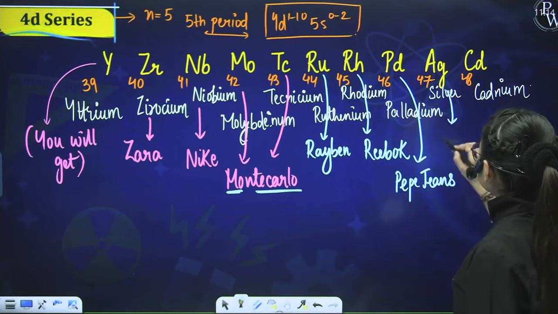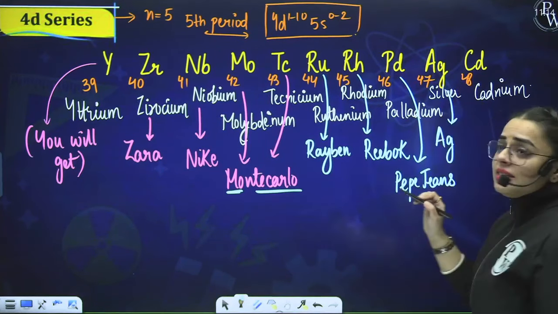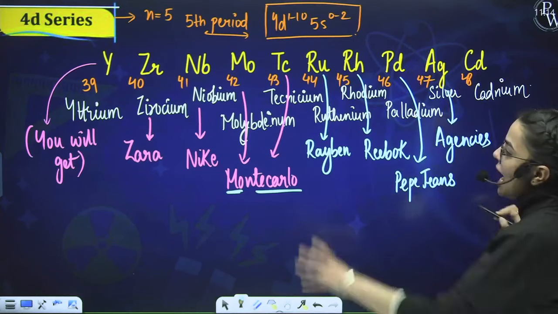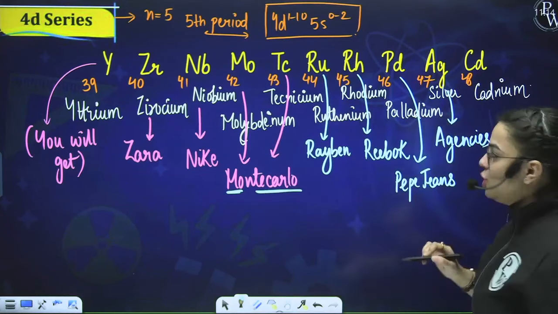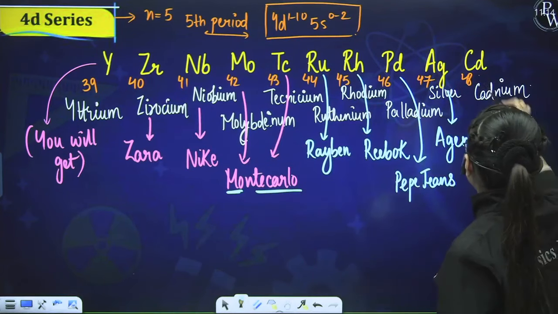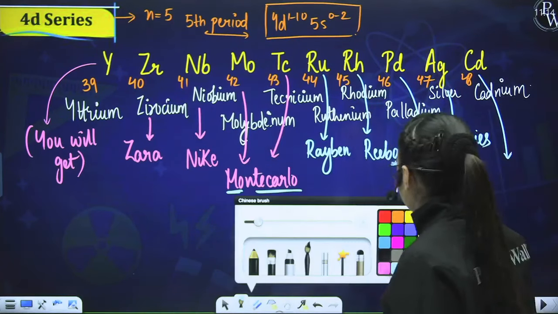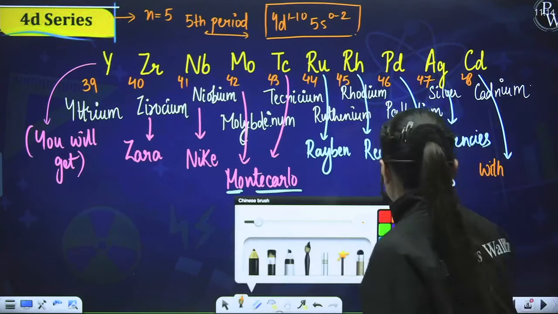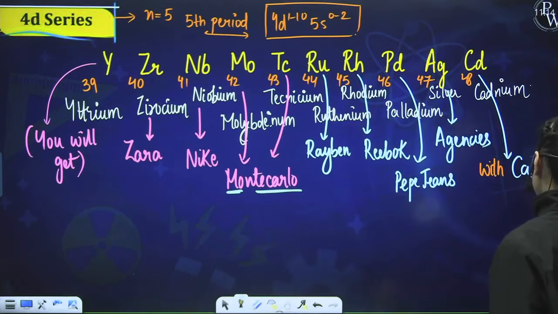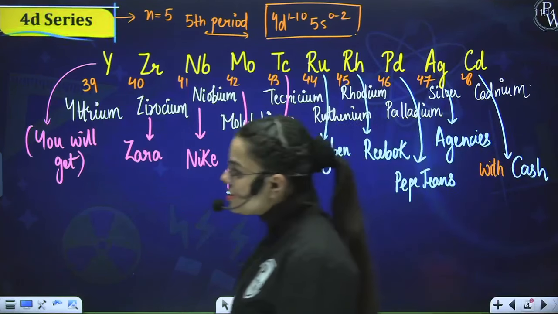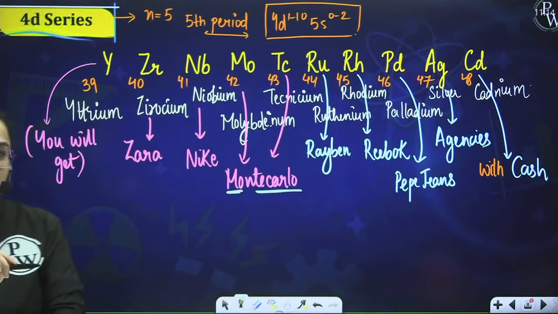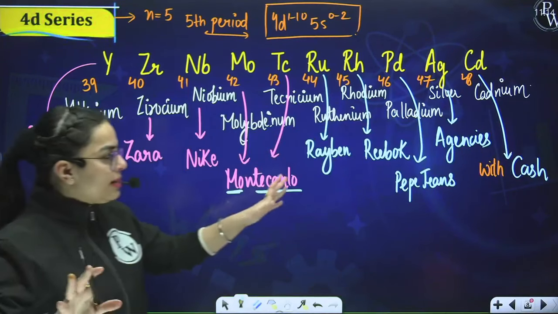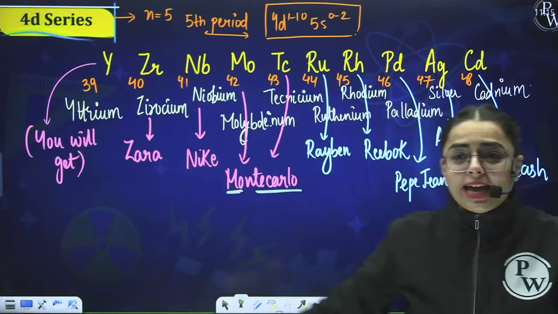Now AG stands for agency. Okay. Now how will you get these? With cash? No, you will get their agencies with cash. Now there is an extra word over here, with, and then comes cash. So if you want all of them, you need cash. Yes. So this is the short trick. You will get Zara, Nike, Monte Carlo, Ray-Ban, Reebok, Pepe Jeans agencies with cash.